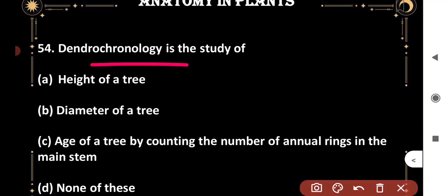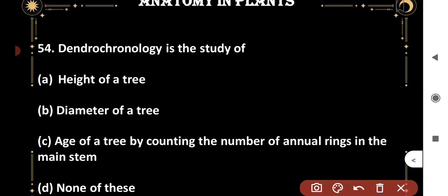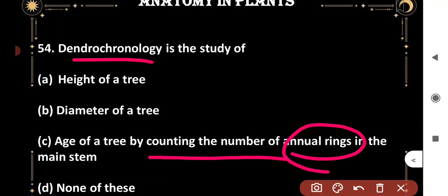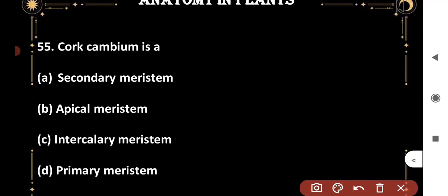Next, dendrochronology is the study of chronology, height of a tree, no, diameter of a tree, no, age of a tree by counting the number of annual rings in the main stem. C is the correct option. See, dendrochronology is the study of counting the number of annual rings. Okay, it is for determining the age of a tree.